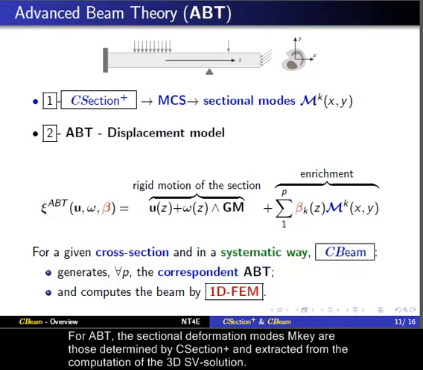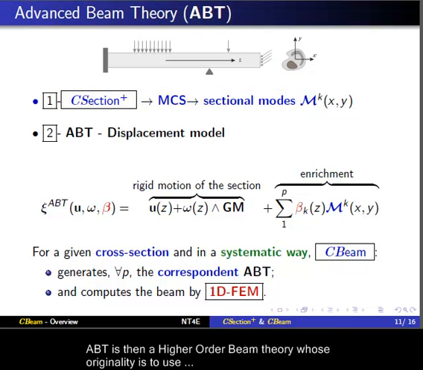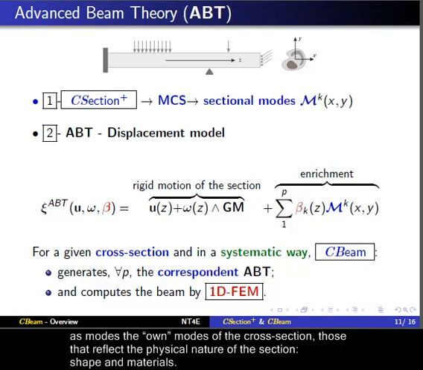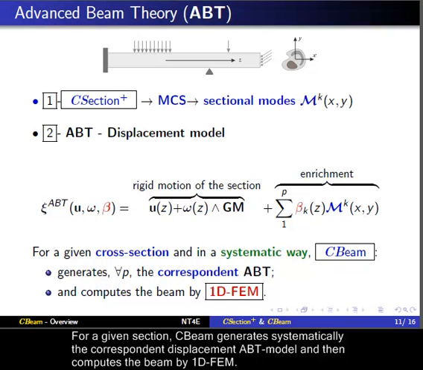boundary conditions. For ABT, the sectional deformation modes Mk are those determined by CSection plus and extracted from the computation of the 3D Saint-Venant solution. ABT is then a higher order beam theory whose originality is to use as modes the own modes of the cross-section, those that reflect the physical nature of the section, shape and materials. For a given section, CBeam generates systematically the corresponding displacement ABT model and then computes the beam by 1D FEM.